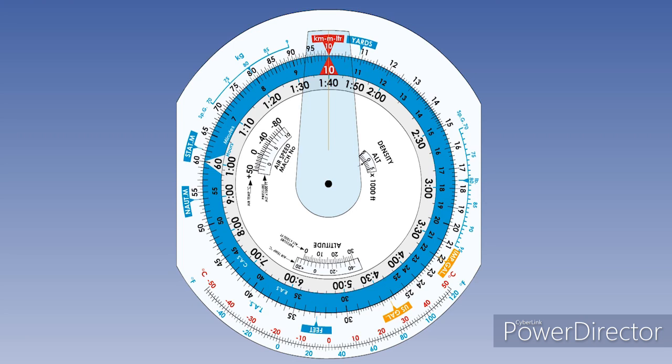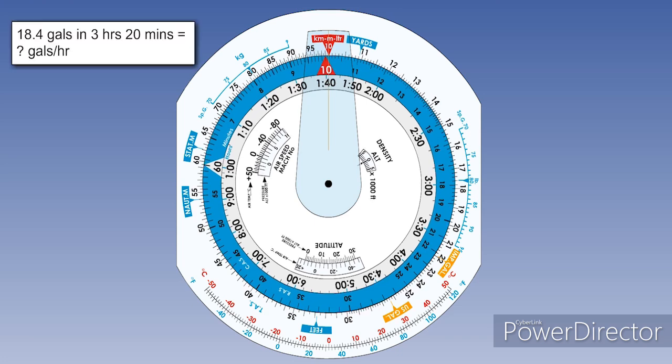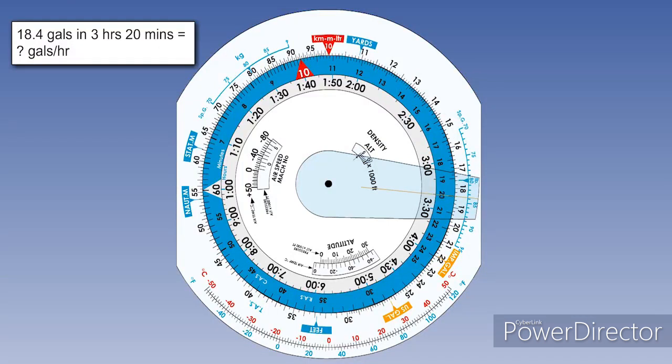To get a rough idea of the magnitude of the answer, mentally divide 18 by 3, which gives us somewhere in the region of 6 gallons per hour. First, align 200 minutes on the inner scale, that's 3 hours and 20 minutes, with 18.4 on the outer scale. Read off 55 on the outer scale against the 60 index on the inner scale. The mental division gave us a figure in the region of 6 gallons per hour, so 5.5 gallons per hour is the correct answer.